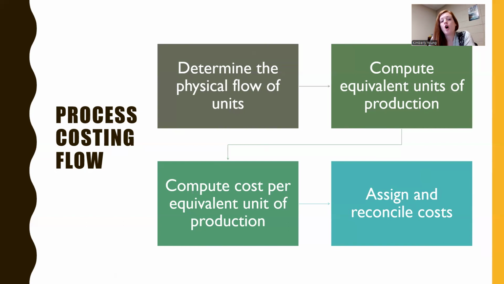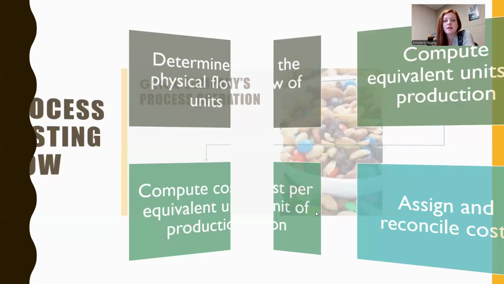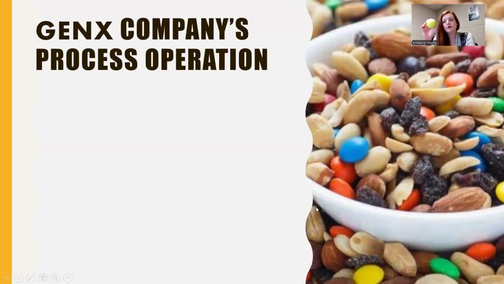Then we want to compute the cost of each equivalent unit of production. So we're going to go through these 4 steps. Then we assign and reconcile the cost. So that's what we're going to do for the rest of this chapter, we are going to go through these 4 steps. But we're not going to focus on tennis balls anymore. We're going to focus on trail mix. So we have Gen X companies, process operations.